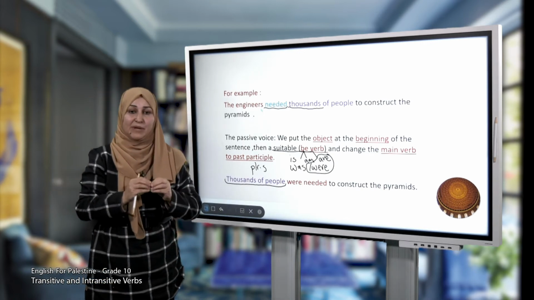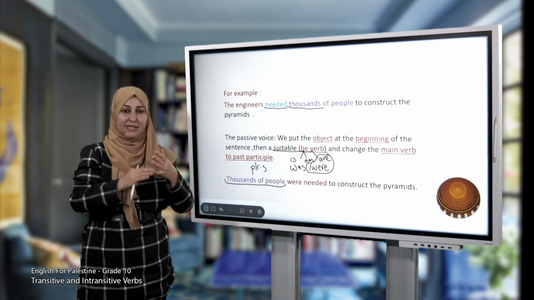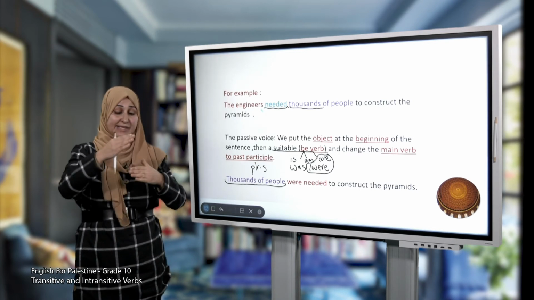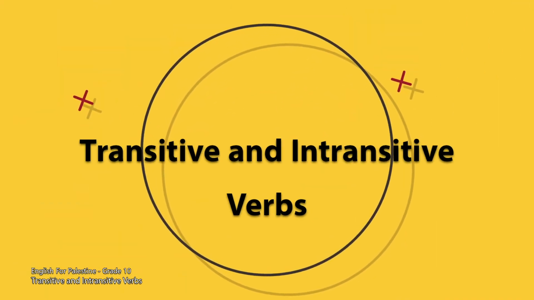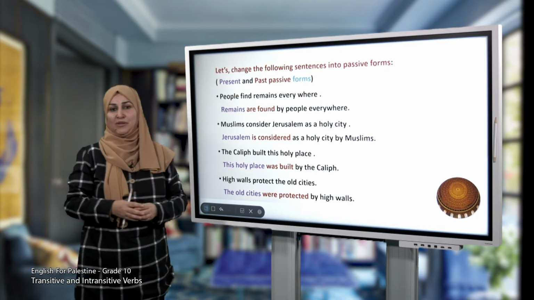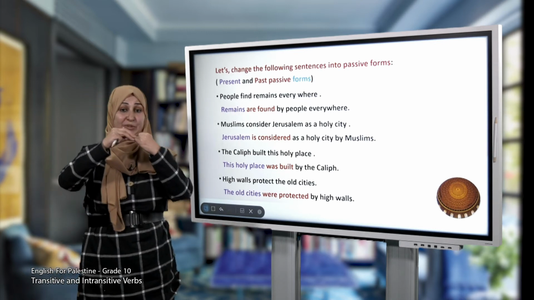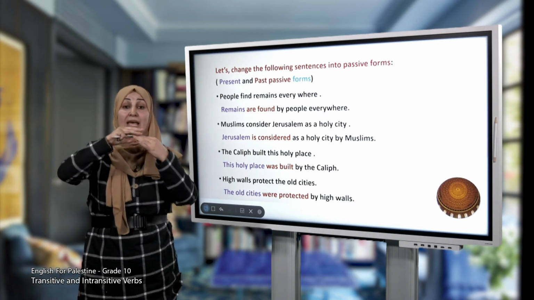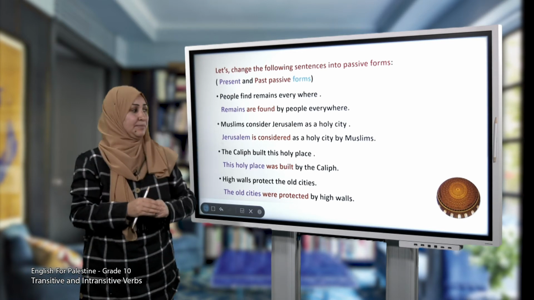Again, please, my students, pay attention to the new subject, is it plural or singular, and the main verb, is it present or past. Now, let's change these sentences into passive forms. But remember, the rule is the object as a new subject, then a suitable be verb, then the main verb has to be a past participle.